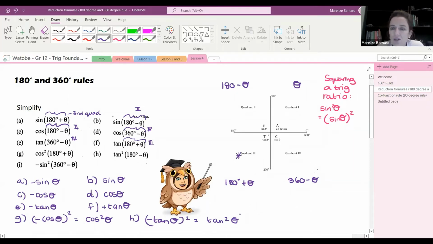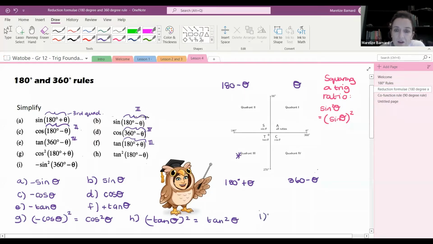Everyone, make sure that you have a good grasp of this whole thing with squaring, because when you square a trig ratio, it is always positive. So even if it's incorrect in the quadrant, it will always be positive. For the sign, you must get it into the correct quadrant. That is very important. So the important part is that you do the reduction in the right quadrant.